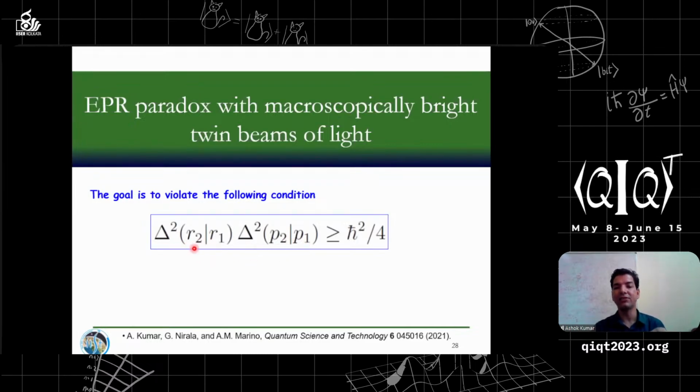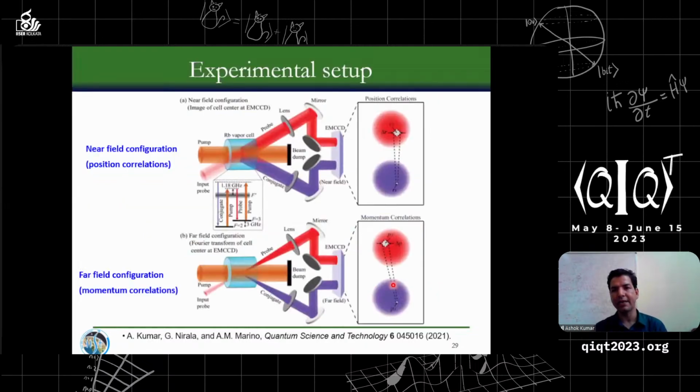Actually, these are the conditional uncertainty product or inferred uncertainty product. And that is what we did in the next work. Yes, indeed, these beams can create this kind of EPR scenario. For that, the experimental scenario is the same as what Robert Boyd did in the earlier experiment with the SPDC.